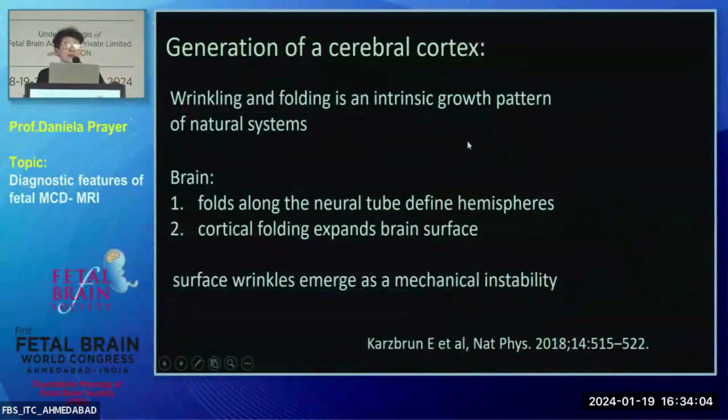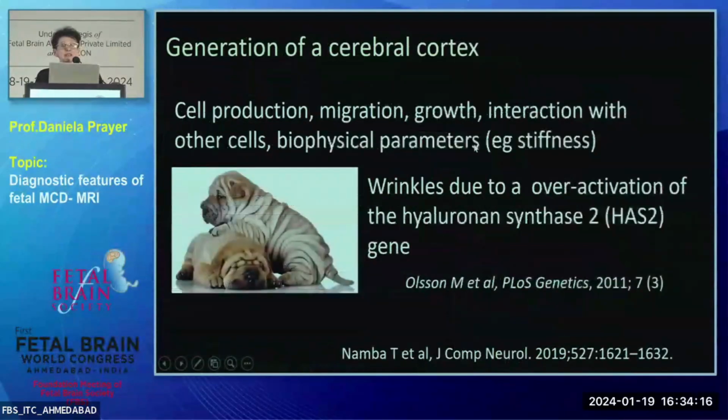Let's talk about the generation of a cerebral cortex. There is a wrinkling and folding, and this is an intrinsic growth pattern of natural systems. It is not only in the brain, and it is, for instance, in Shar-Pei dogs. Yes, that's the same mechanism. And here it is due to an overactivation of the hyaluronan synthase 2 gene.